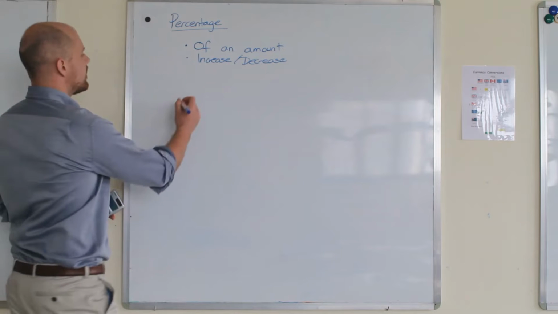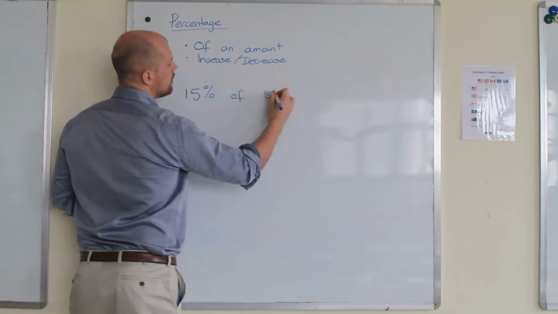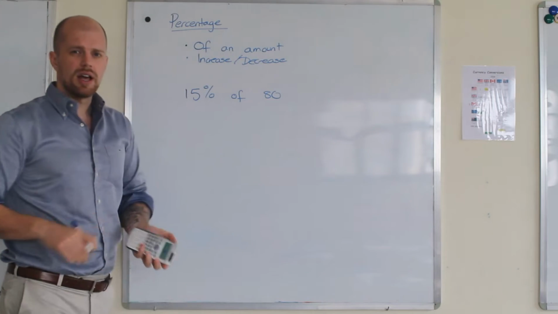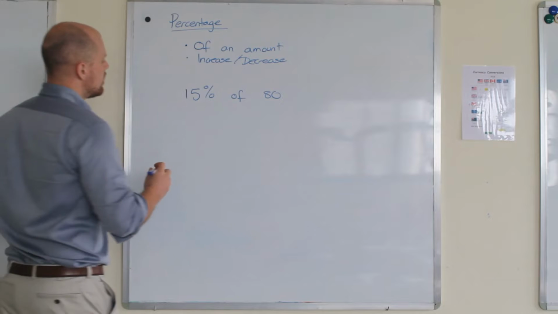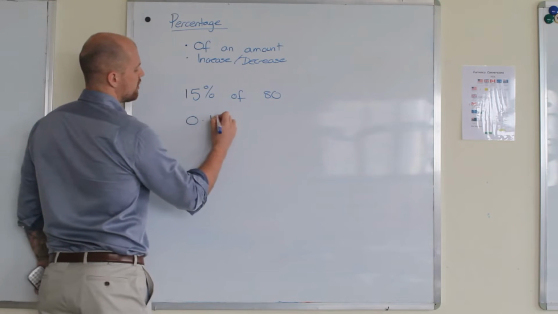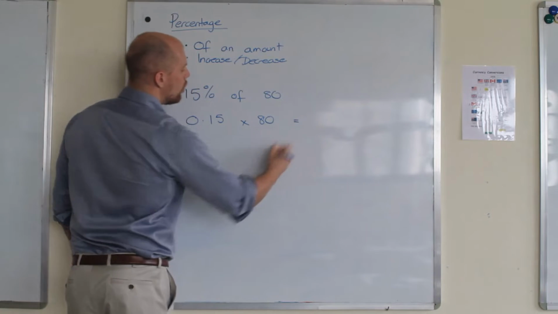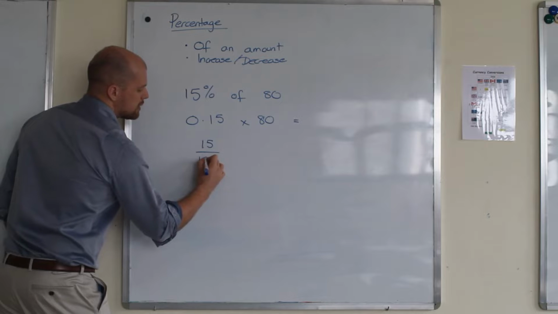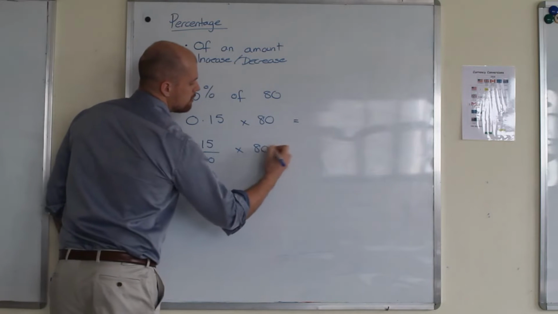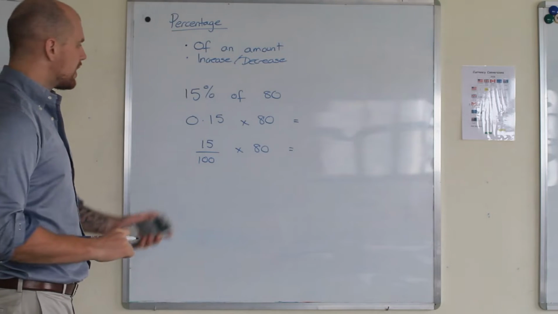Let's say we wanted to find 15% of 80. Okay, and there's two ways to do this. We can convert the percentage into a decimal, which would be 0.15, and multiply it by 80. Or we can convert it to a fraction. 15% is 15 out of 100 times by 80. Now if you put in your calculator 0.15 times by 80, you get 12.